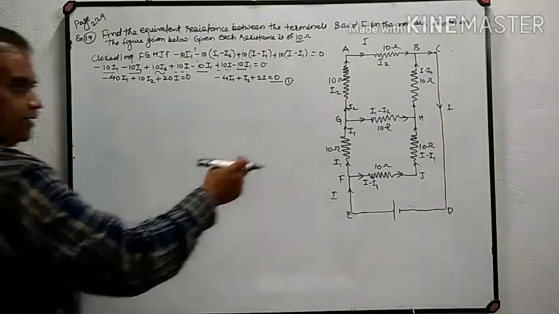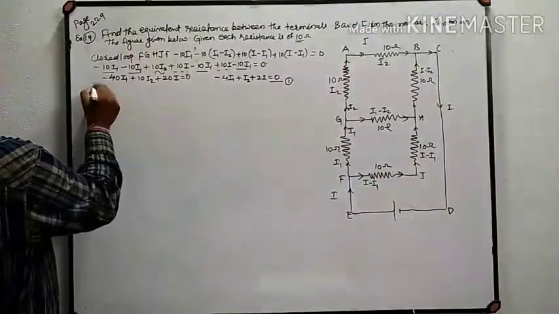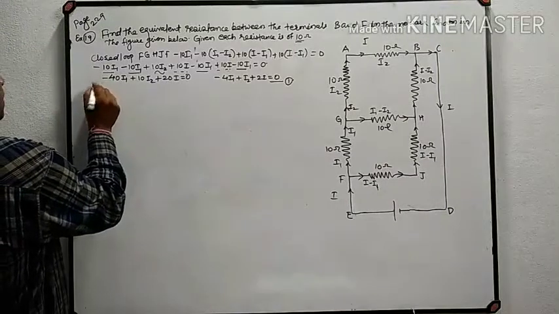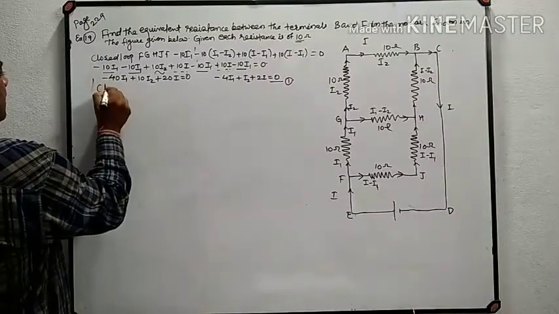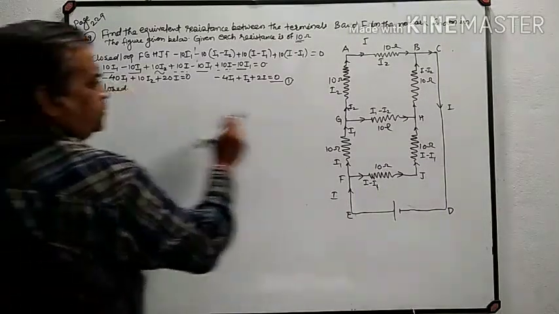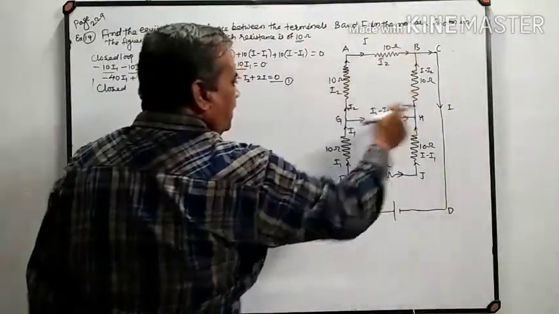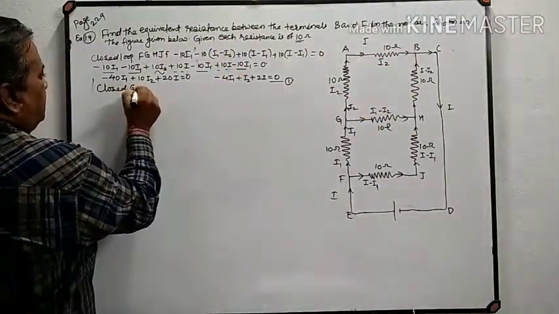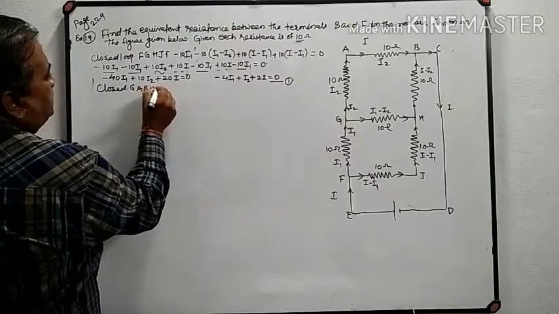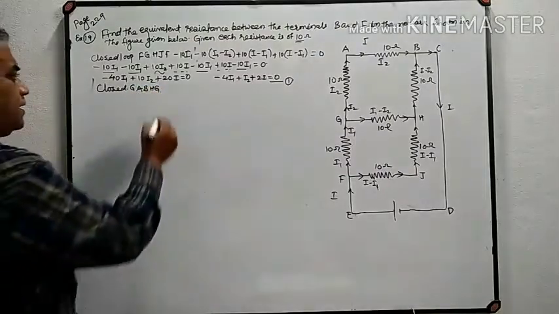Now we can consider one more closed loop. Apply Kirchhoff's voltage law to a closed loop. Now take the upper loop: G A B H G. Now apply Kirchhoff's voltage law.